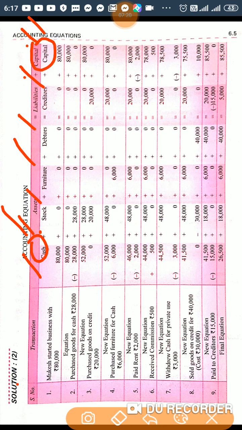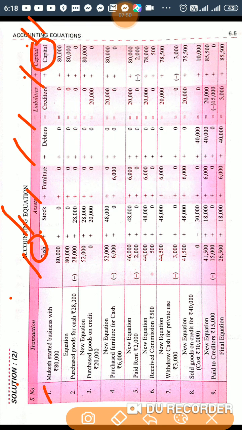So first of all, read out each transaction, analyze it in terms of assets and liabilities, and keep writing assets and liabilities here in the second line. And after analyzing all the transactions and writing all the items here, then you start solving the question. Now you take the first transaction, you write the serial number and write Mukesh started business with 80,000 as a transaction.